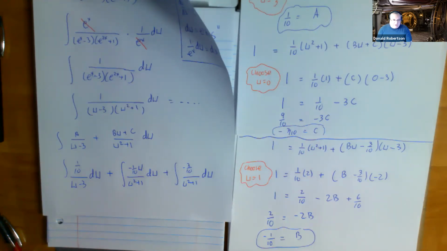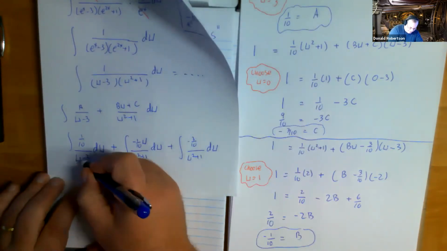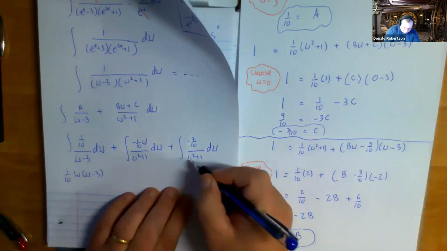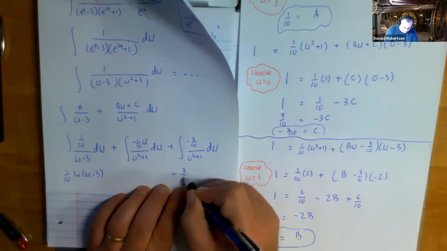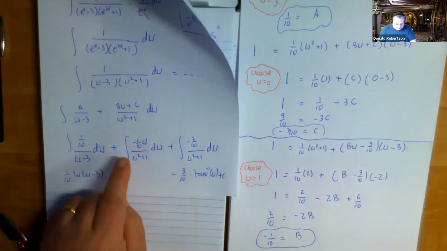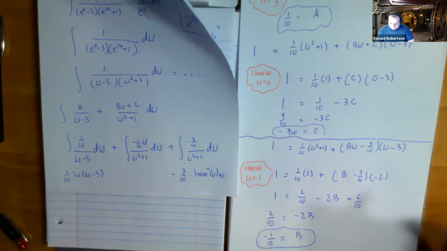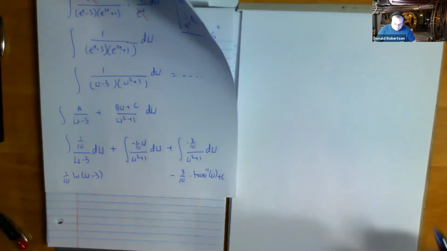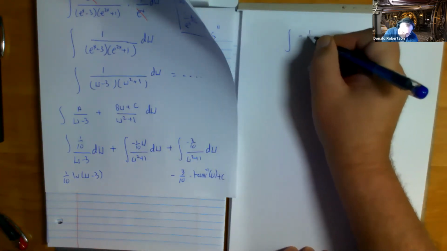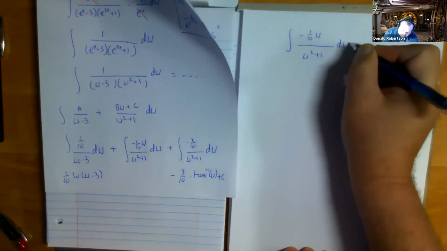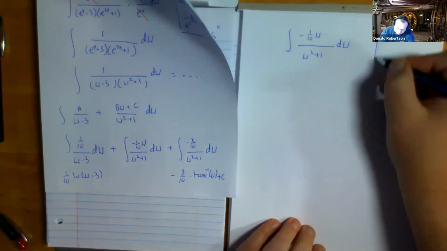If we're not, tell me. Okay. But this fella is going to be 1/10 the natural log of this fella. This guy at the end is going to be negative 3/10, the inverse tan of u. And what am I going to do about this ugly thing in the middle? How am I going to tackle that guy? U sub.